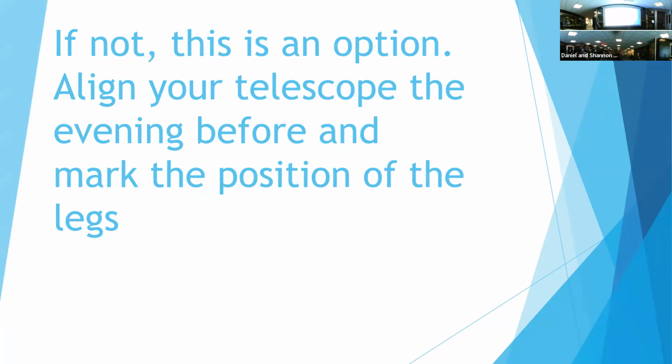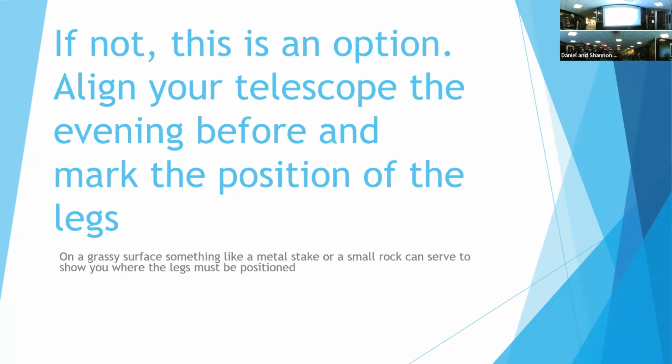Now, if that's not the case, there's an option: align your telescope the evening before and mark the position of the legs. For example, if you're planning the next day to observe Venus in daylight, set up the telescope the night before, with the tripod similar to this. Then mark the spot on the grass, if it's a grassy surface, with something like a metal stake or even a small rock, where you put the legs of the tripod. If you cannot leave the tripod overnight, you can take it in, and the next morning or during the day, after sunrise, you find the marks you made, put the tripod there, and assume that the telescope is properly aligned. So that's what it is.